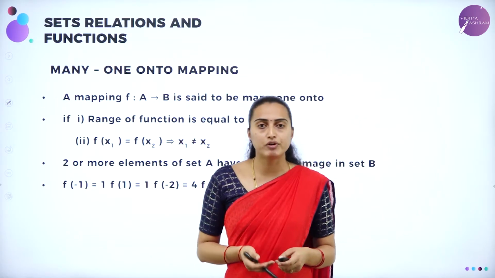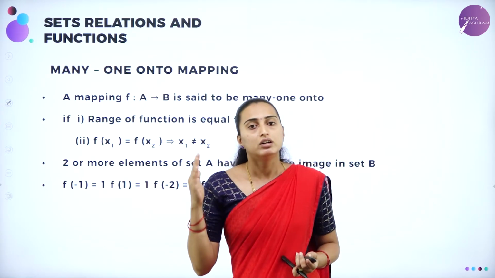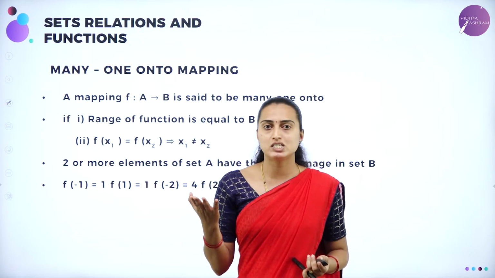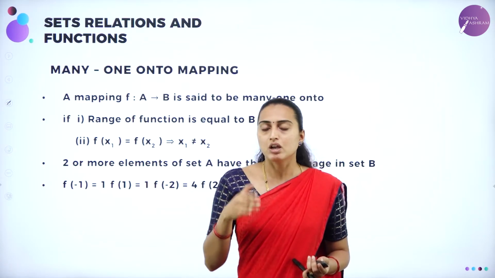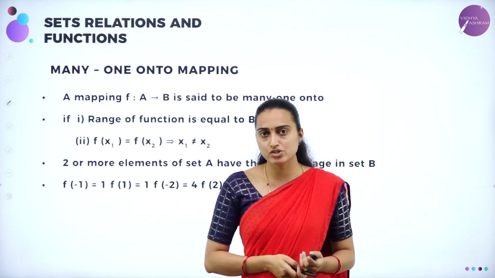Many to one and onto function. What is many to one? Two or more elements of set A having the same image in set B is called many to one. Onto means whenever the codomain is equal to the range, it is going to be known as the onto function.